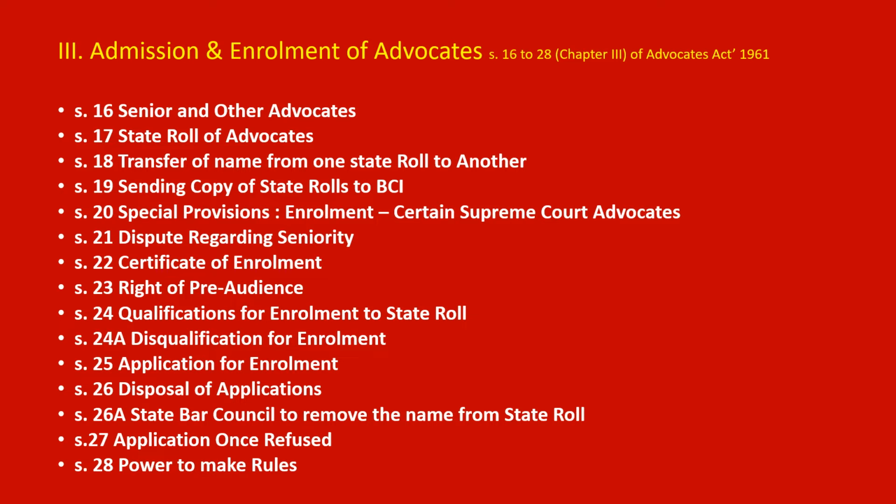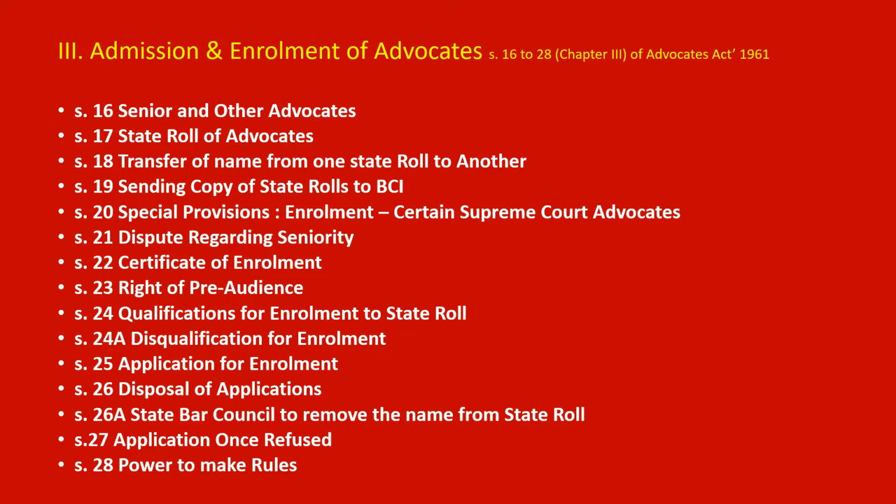So section 16 talks about the differentiation between ordinary advocates and senior advocates, and in the second subclause it also says that senior advocates are selected based on their ability, which is determined by knowledge and experience. There are two factors. Okay, now section 17, as the screen says, it talks about the state roll of advocates.